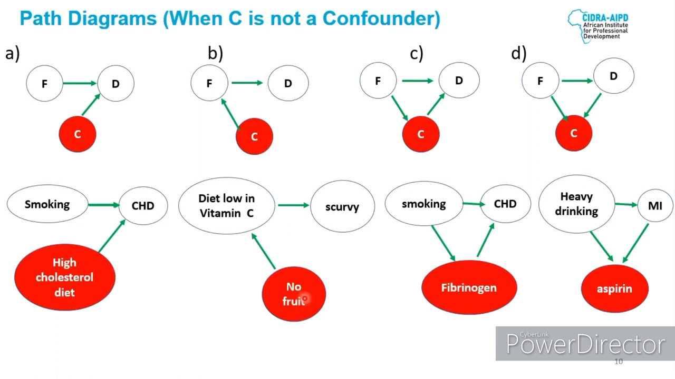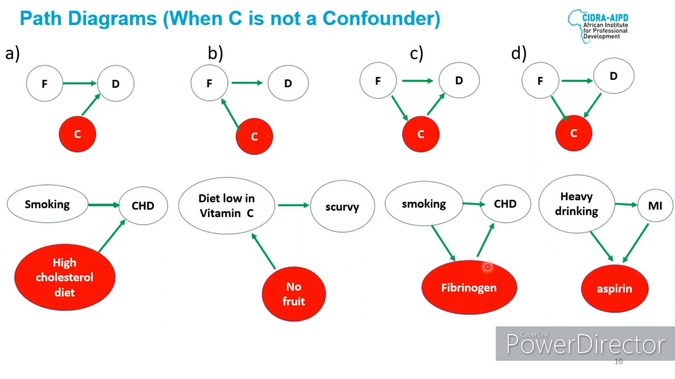Situation B. Here, C causes D but only through the intermediate agent, that is F. A diet of no fruit leads to a diet low in vitamin C, which can lead to scurvy. But no fruit has no direct association with having scurvy, because without fruit, a person can have other sources of vitamin C, which will prevent them from having scurvy. So here, C only has an effect on D through its relationship with the risk factor. Therefore, C cannot be called a confounder in this scenario too.